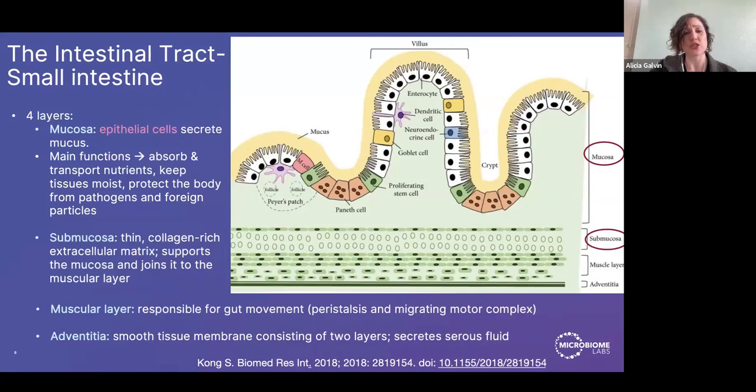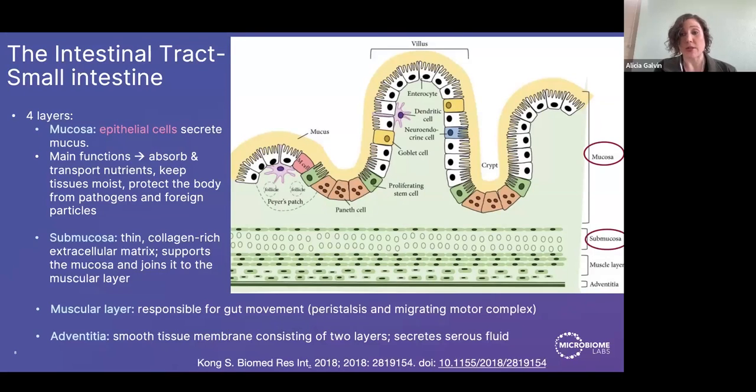There's then a submucosa, which is a thinner layer. It's very collagen rich, and it supports the mucosa, so it's right underneath it, connecting the mucosal layer with the muscle layer. That muscle layer is really about movement. So we think about peristalsis, propelling food through the digestive tract, but also the migrating motor complex. If you're not familiar with the migrating motor complex, it is a very important concept related to SIBO, because this is our motility that happens when we are fasting. It is only active during a fasted state, so between meals or overnight when we are sleeping.